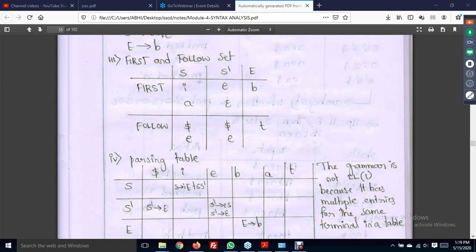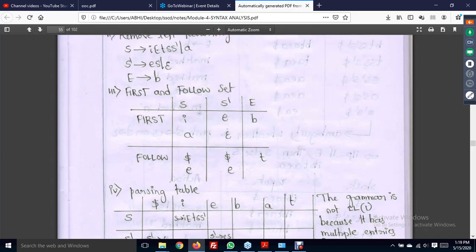So how do I do it? I have to look into the first set and the follow set to fill this parsing table. Go to the first set. First of S is I and a. In place of I and a, it has not been filled. The production I give here for I is S tending to iEtS S dash.